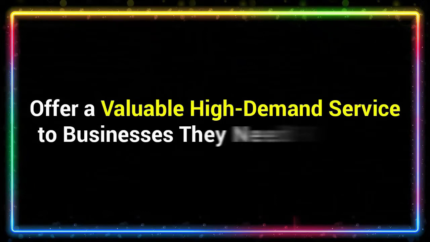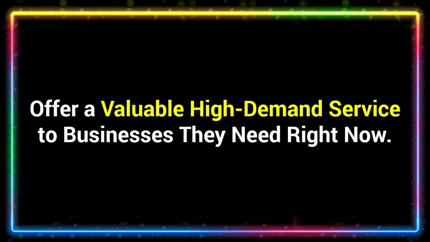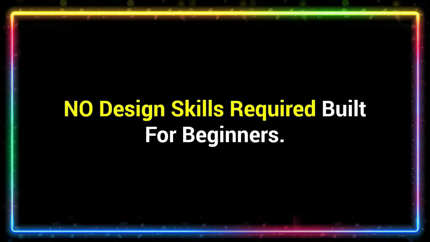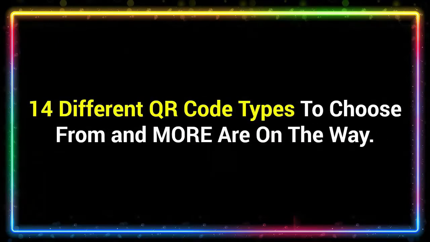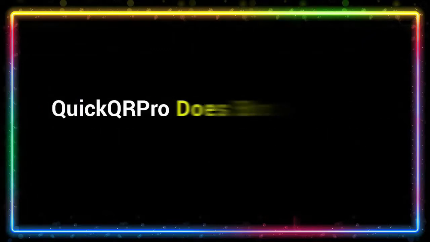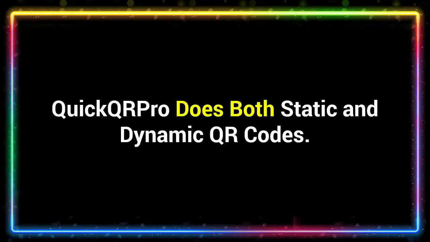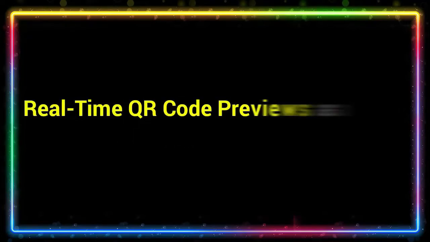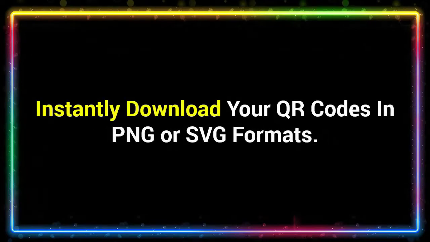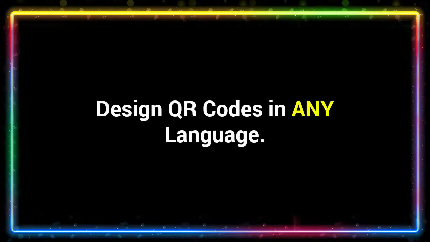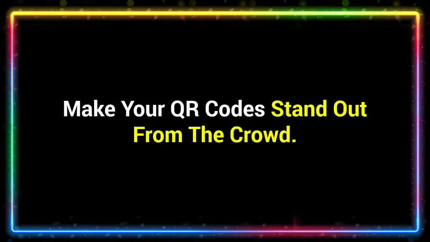Offer a valuable, high-demand service to businesses that they need right now. No design skills are required. It's built for beginners. 14 different QR code types to choose from, and more are on the way. QuickQR PRO does both static and dynamic QR codes, with real-time QR code previews as you go through the design process. Instantly download your QR codes in PNG or SVG formats. Design QR codes in any language. Make your QR codes stand out from the crowd.